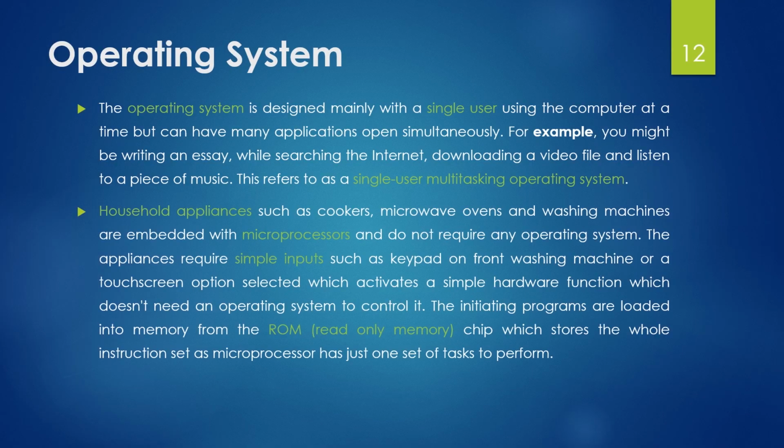Household appliances such as cookers, microwaves, ovens, and washing machines are embedded with microprocessors and do not require any operating system. The appliances require simple inputs such as a keypad on the front of a washing machine or a touchscreen option selected, which activates a simple hardware function that does not need an operating system to control it. The initiating programs are loaded into memory from the ROM, that is a read-only memory chip, which stores the whole instruction set, as the microprocessor has just one set of tasks to perform.